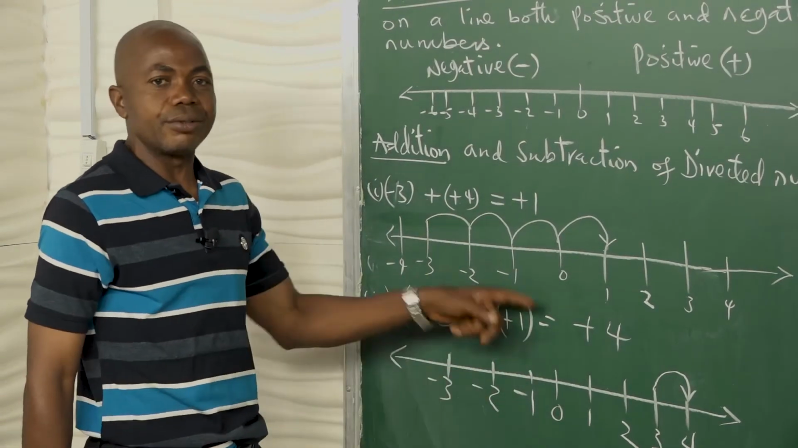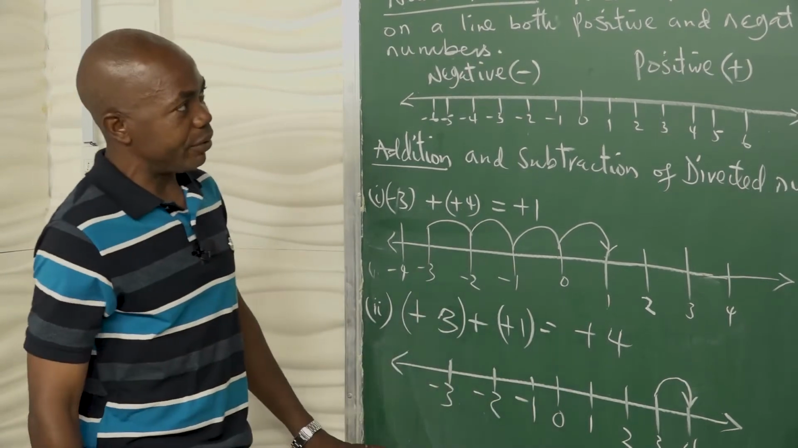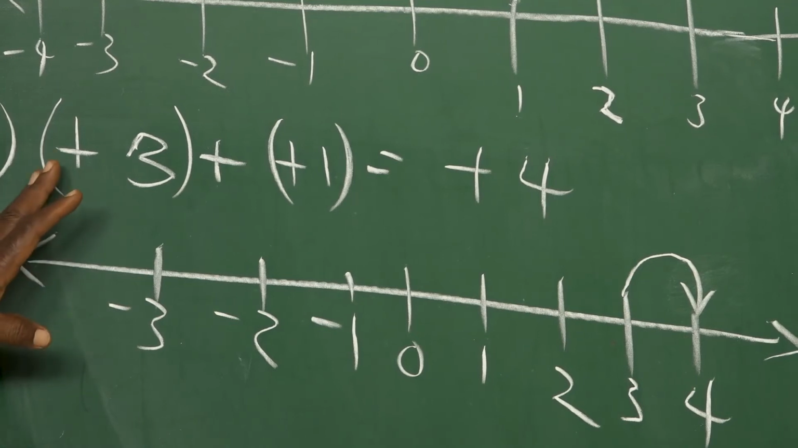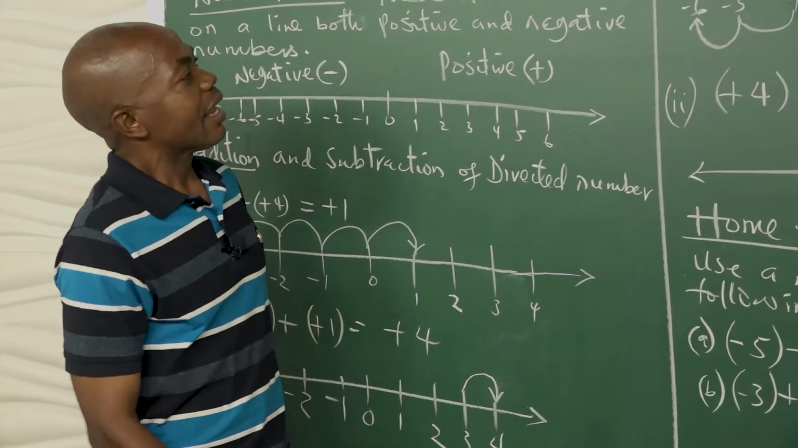If it is 2, you count 2. If it is 3, you count 3. If it is 4, you count 4. And that is how the answers are produced. That is for addition. If you are asked to subtract directed numbers, how do you subtract?